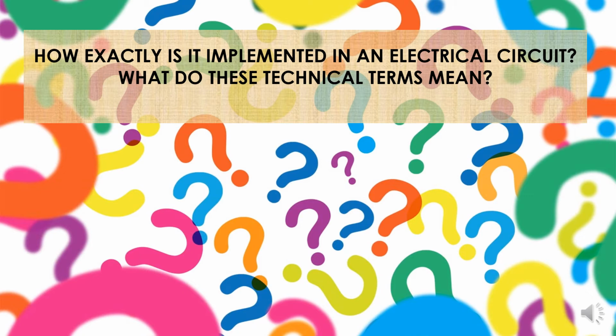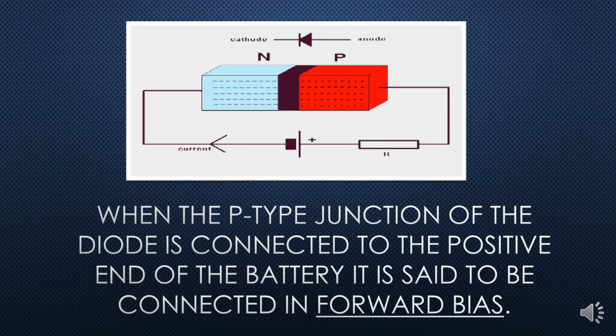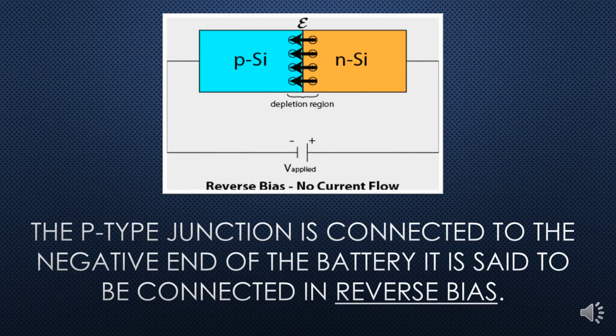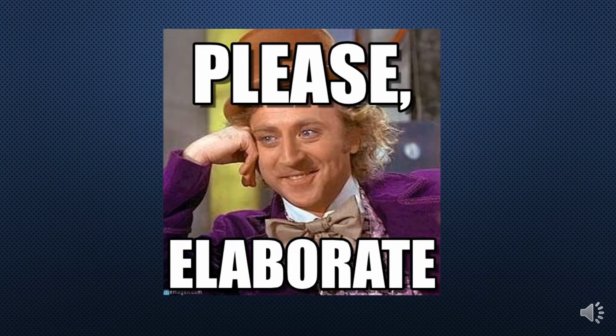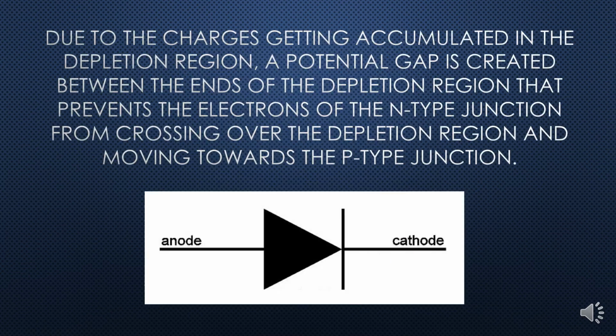But how exactly is it implemented in an electrical circuit? What do these technical terms mean? When the p-type junction of the diode is connected to the positive end of the battery, it is said to be connected in forward bias. And if the p-type junction is connected to the negative end of the battery, it is said to be connected in reverse bias. Wait, will you please elaborate?